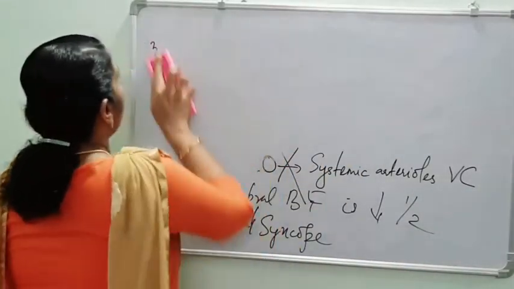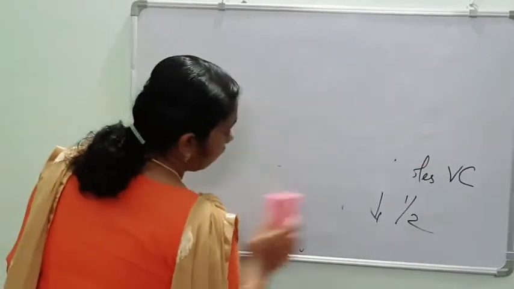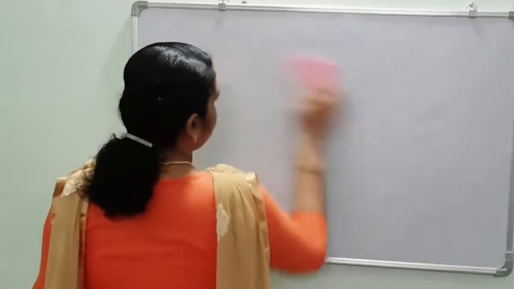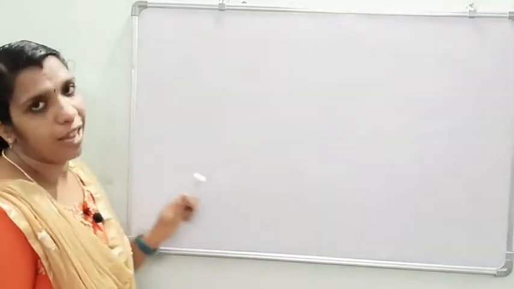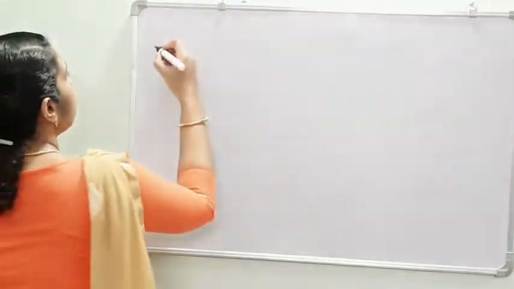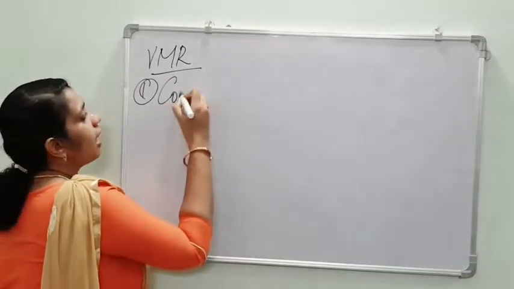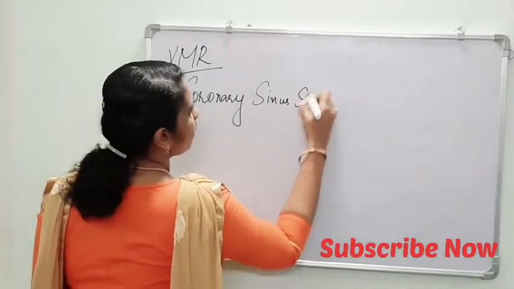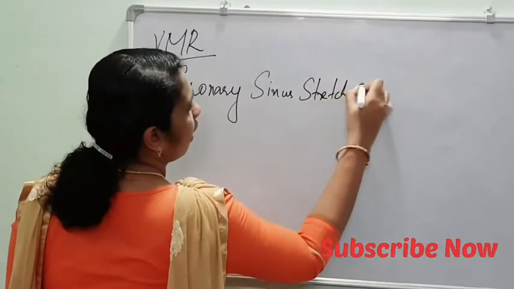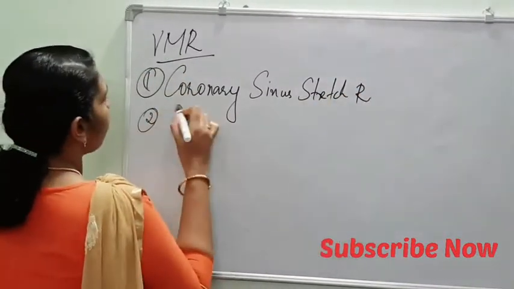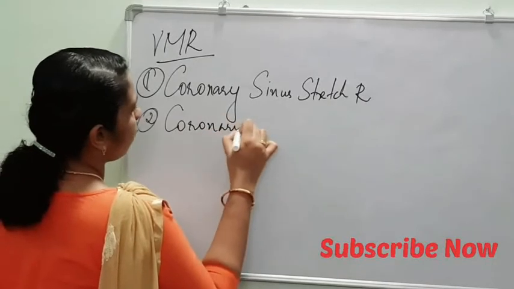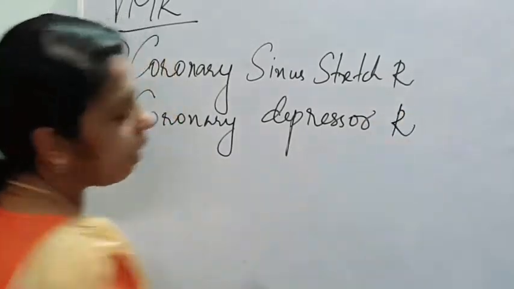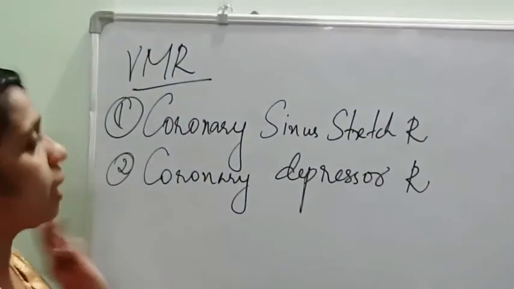The second mechanism is when there is a defect in vasomotor reflexes. So we will see what are the two vasomotor reflexes. One is the coronary sinus stretch reflex, and the second is the coronary depressor reflex.